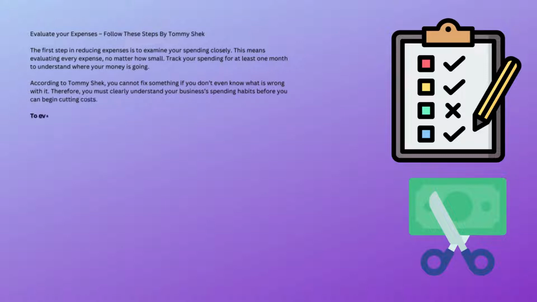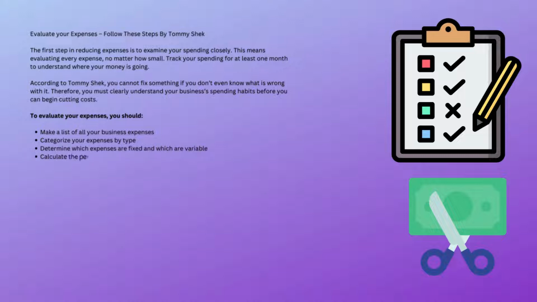To evaluate your expenses, you should make a list of all your business expenses. Categorize your expenses by type. Determine which expenses are fixed and which are variable. Calculate the percentage of your total expenses that each category represents. Determine which expenses are essential and which are non-essential.